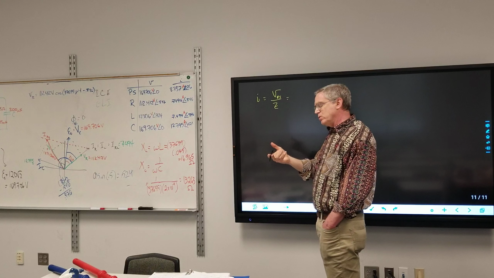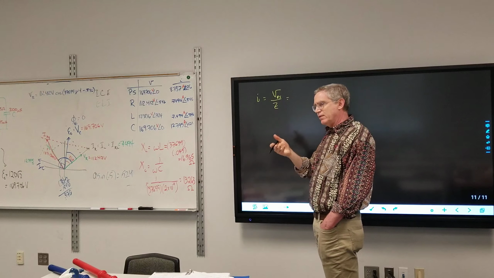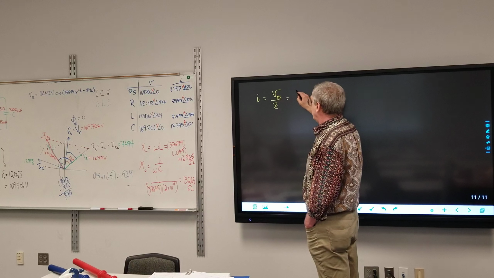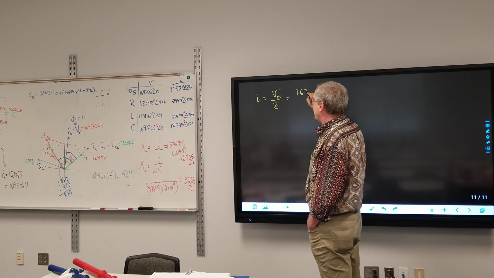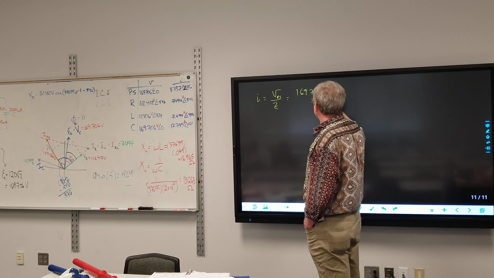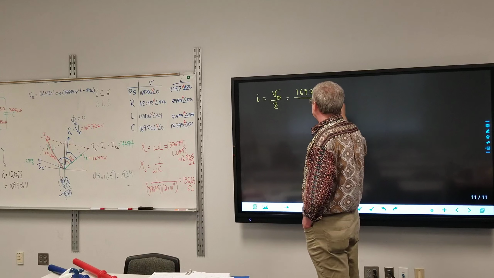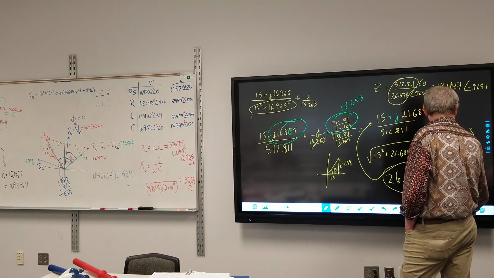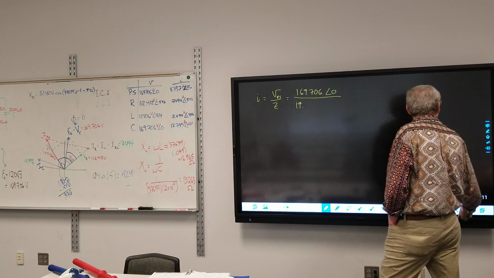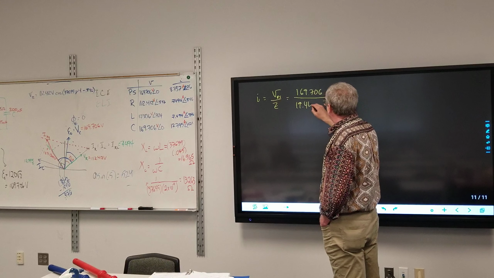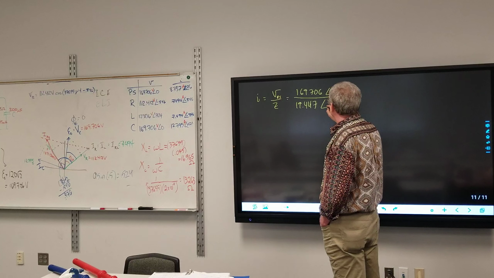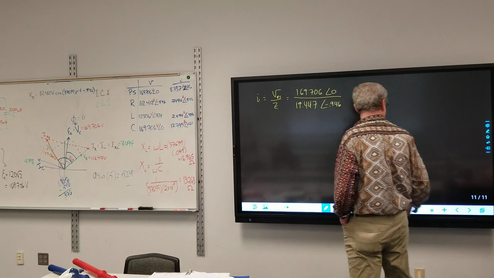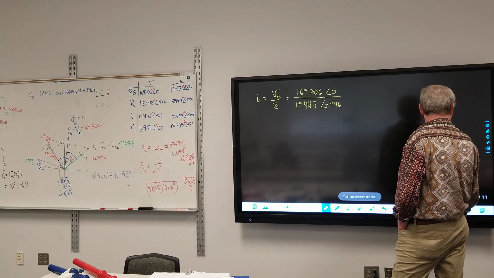Unlike before, when we used Ohm's law, we were just looking at the amplitudes, but now we're looking at the full function. My power supply, 169.706, angle of 0 radians, divided by 19.447, an angle of negative 0.9657.